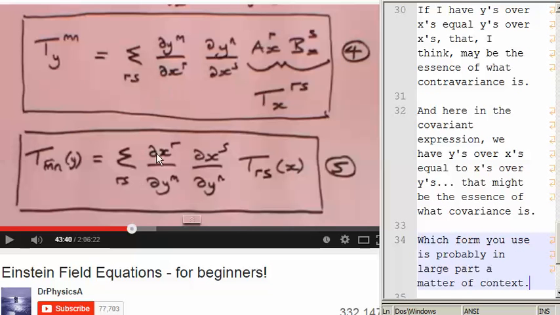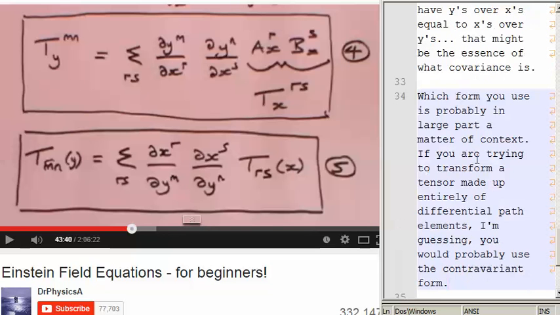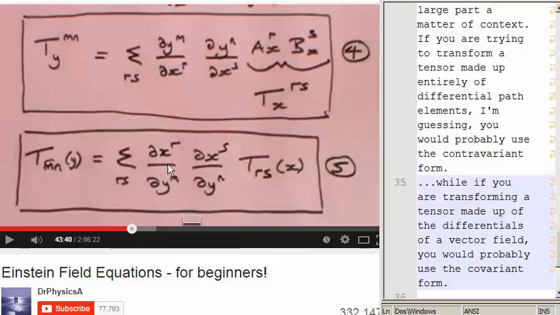Which form of these equations you use is probably in large part a matter of context. If you are trying to transform a tensor made up entirely of differential path elements, I'm guessing you would probably use the contravariant form. While if you are transforming a tensor made up of the differentials of a vector field, you would probably use the covariant form.